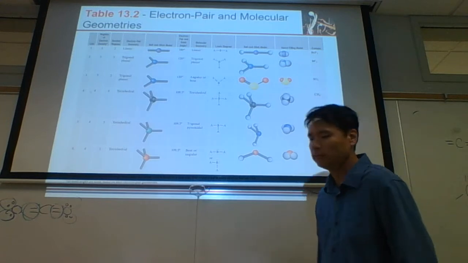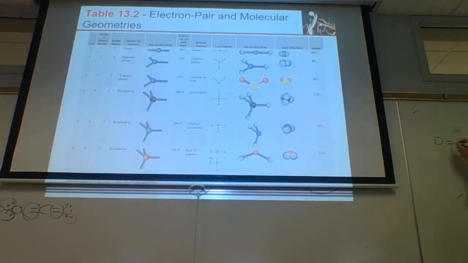And so CO2 would be like this. The EPG looks at the groups. So we have two groups. And so the EPG is 180, or linear. 180 degrees. The MG looks at the atoms. The atoms are going to be in the same orientation. And so the MG is linear, 180 degrees for the atoms.